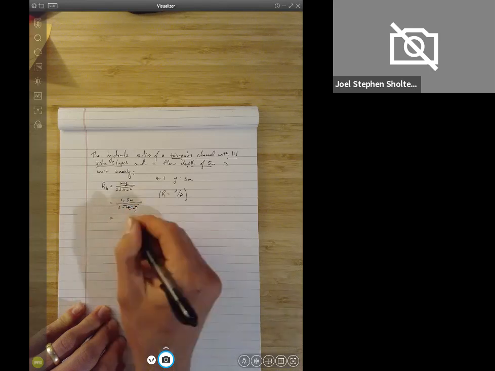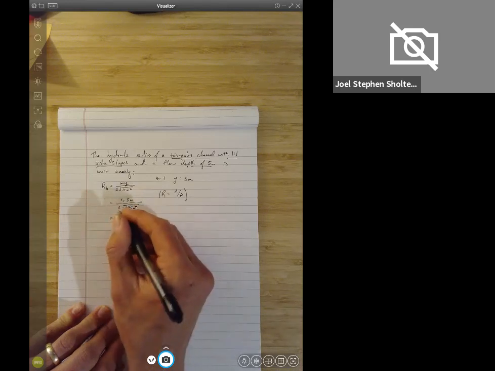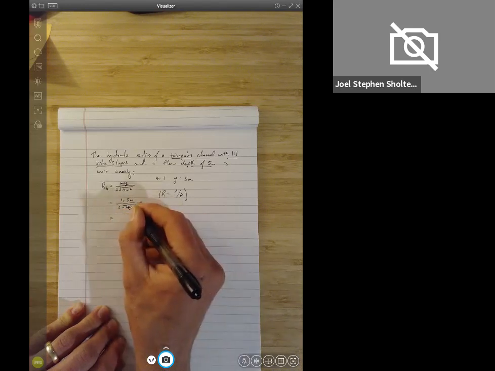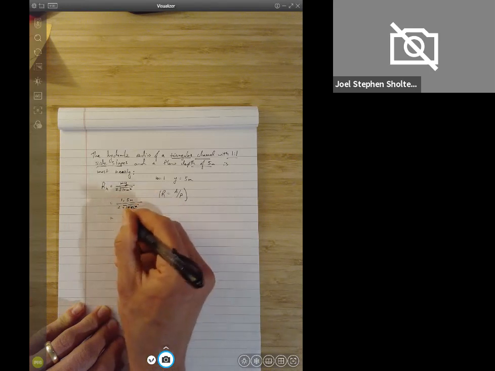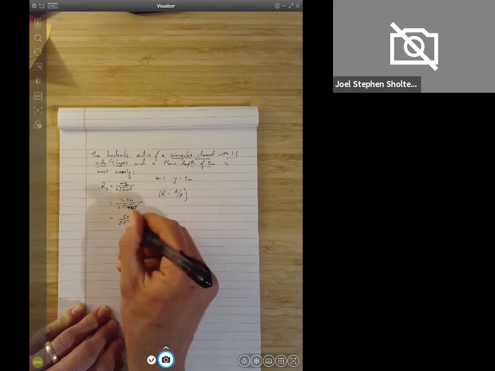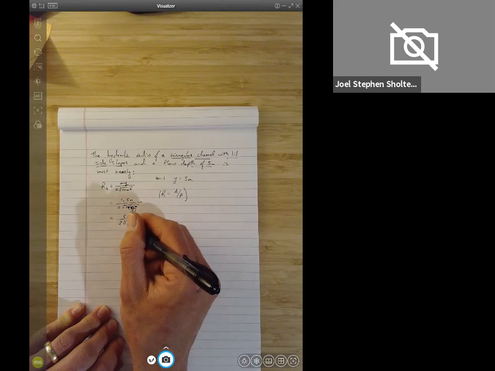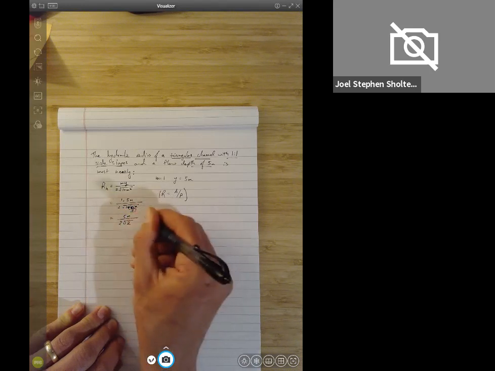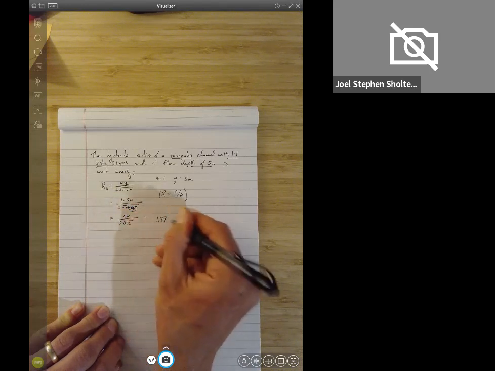All right, and that's going to end up equaling, sorry, M is 1. So this is going to equal 5 meters all over 2 square root of 2, which is equal to 1.77 meters.